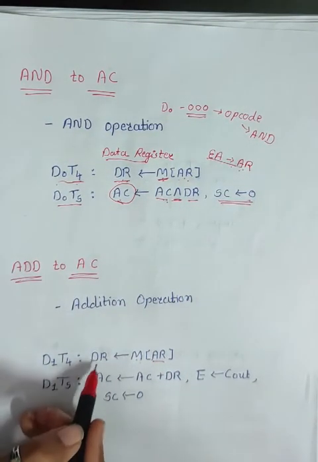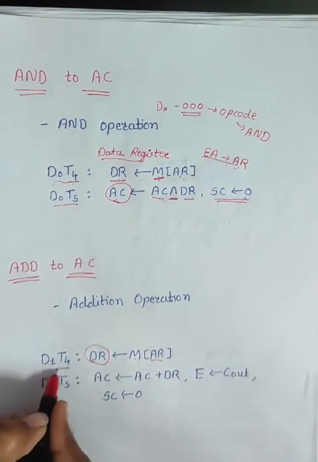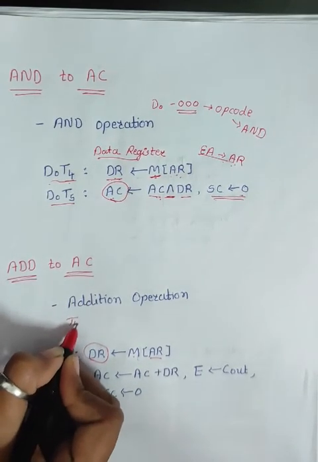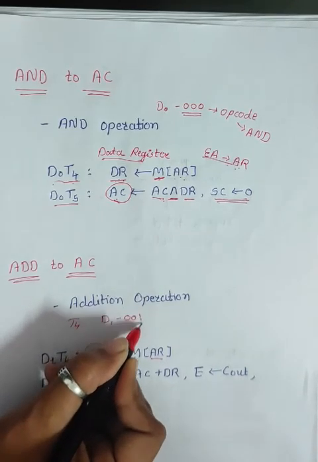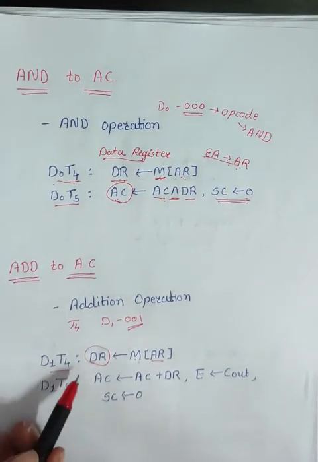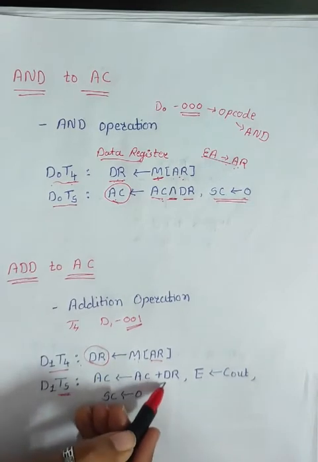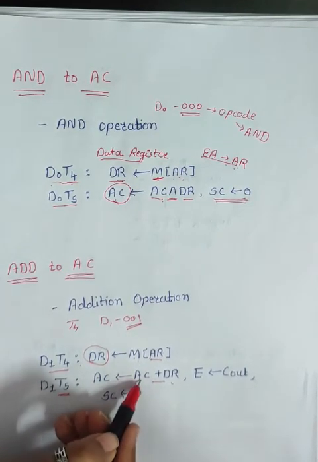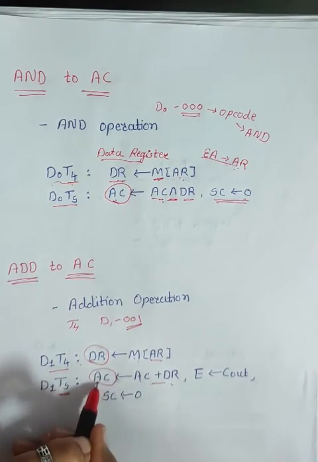So that content I'm transferring into the data register at the D1 T4 timing signal. T4 is my timing signal, and D1, that's 001, is the opcode for the add operation. On the next timing signal, D1 T5, the addition is performed between the content available in the data register and the accumulator, and the answer is again stored in the accumulator.